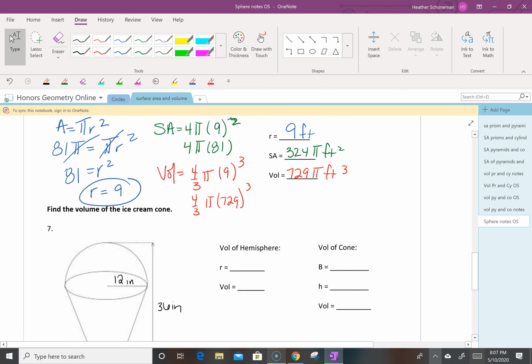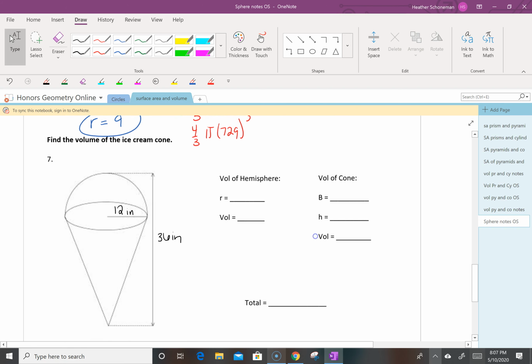Okay, now we need to find the volume of this ice cream cone. So we've got a hemisphere and a cone. So we're going to find the volume of each and then add them together because we have 2 different shapes. Okay, so the volume of the hemisphere, well, this one isn't so bad. The radius is 12, and the volume is going to be 4/3 pi times 12 cubed. I feel like we may have done this one recently, or maybe not. 12 cubed is 1728.